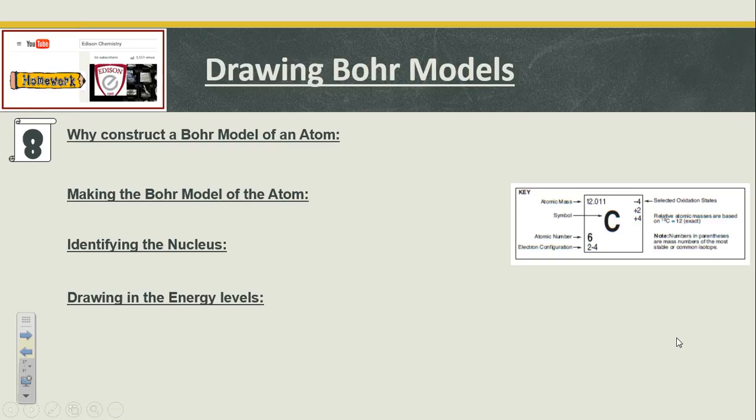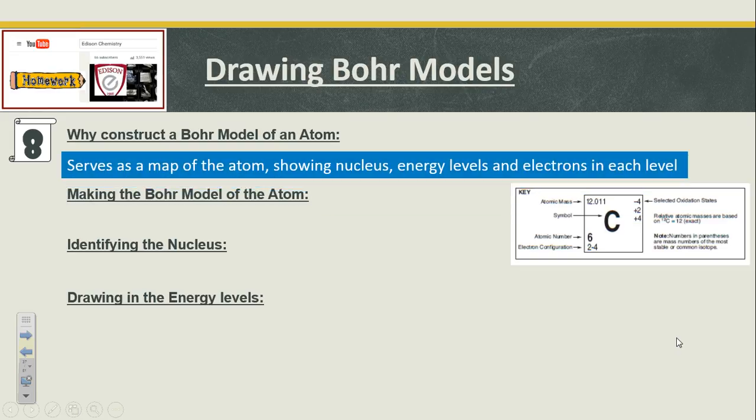So why will we construct the model of the atom? Well, it serves as a map. It shows us the nucleus, the energy levels, and the electrons in each level. So it just gives us a nice picture of what this information in the periodic table square actually means.